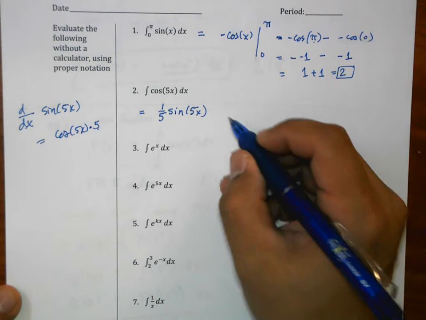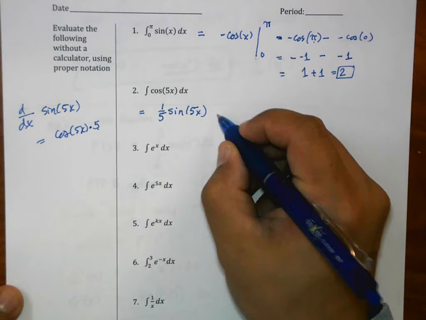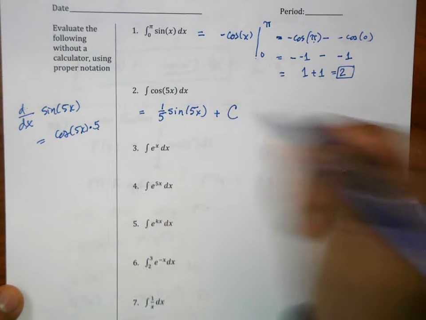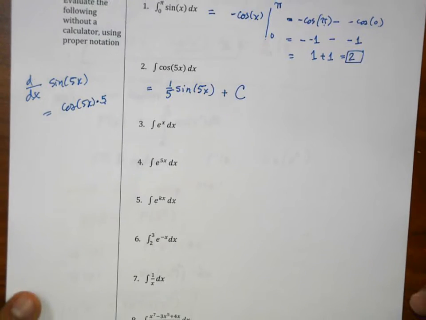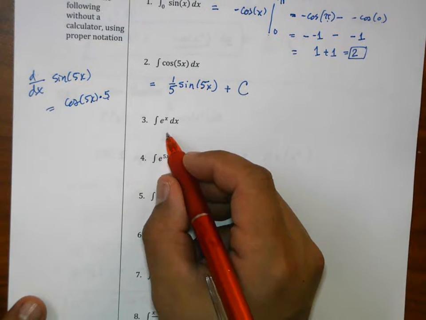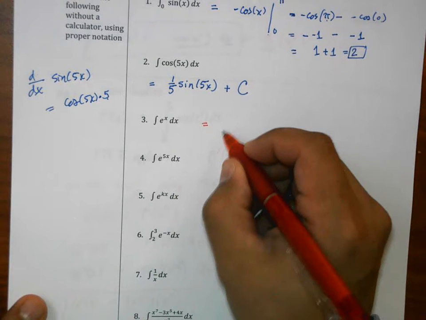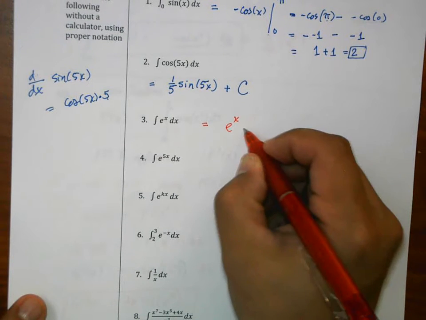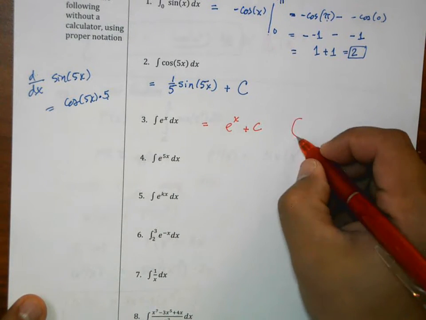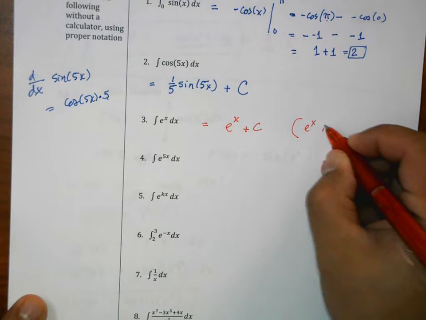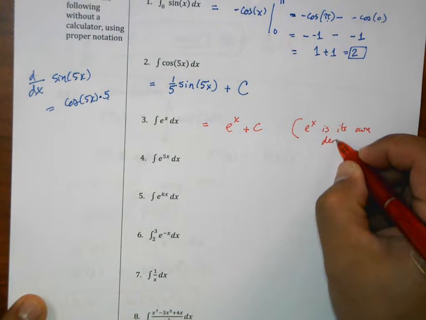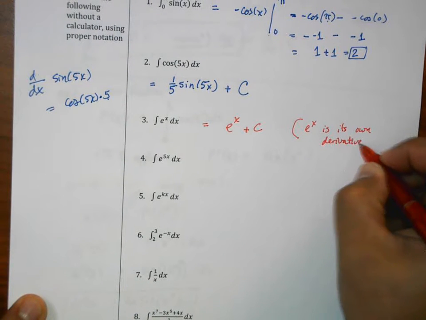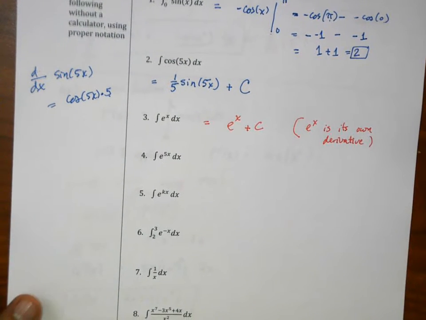And because this is an indefinite integral, we're looking for an antiderivative. There are many solutions, and you need to include c there as your constant. Okay. Moving right along, the antiderivative of e to the x is wonderfully just e to the x plus c, because, remember, e to the x is its own derivative, which means it is also its own antiderivative.